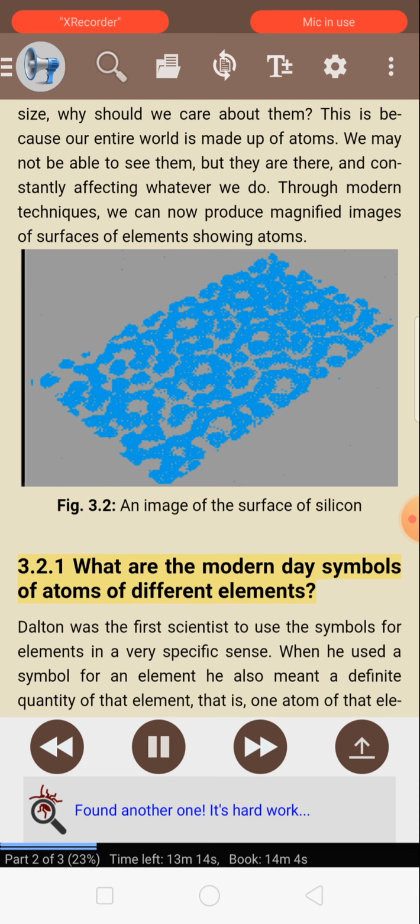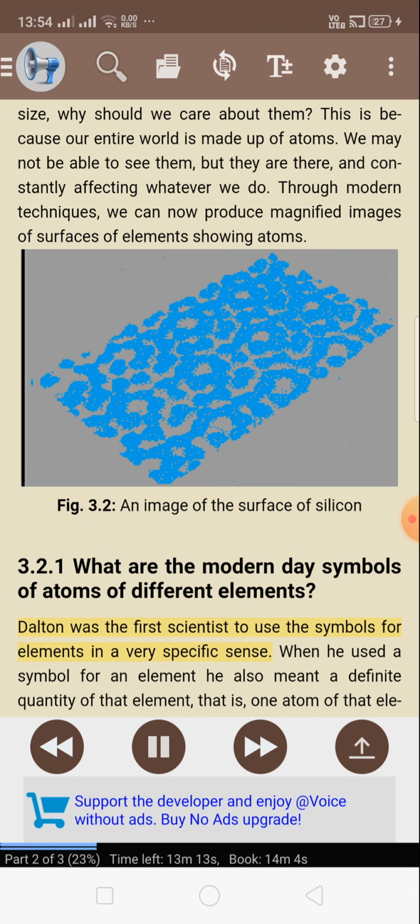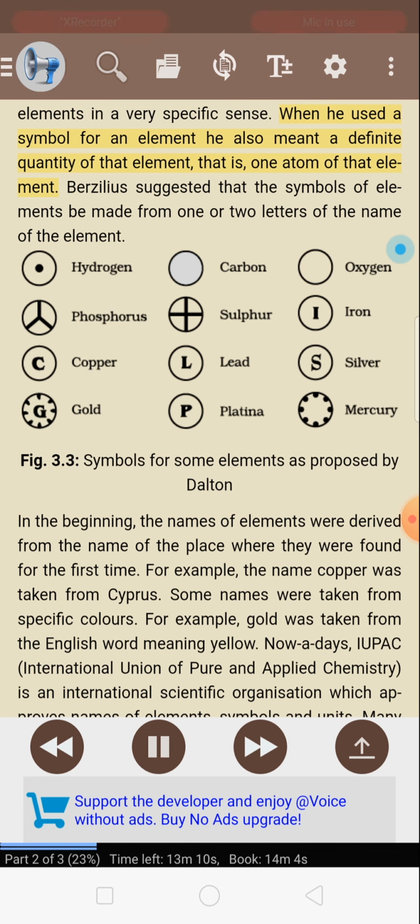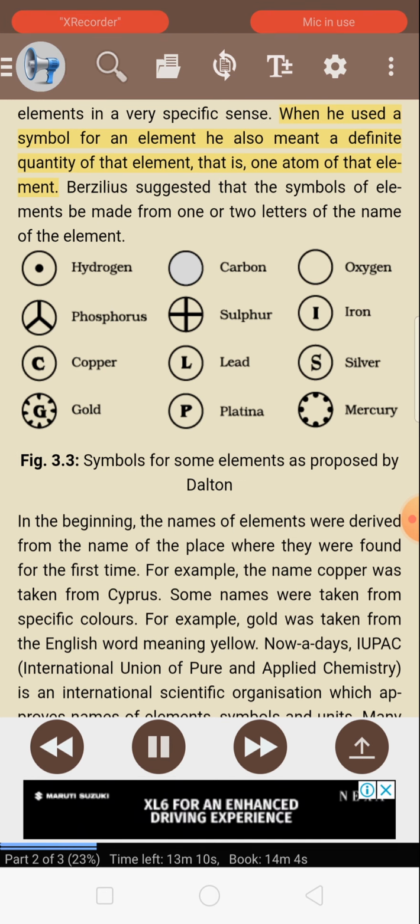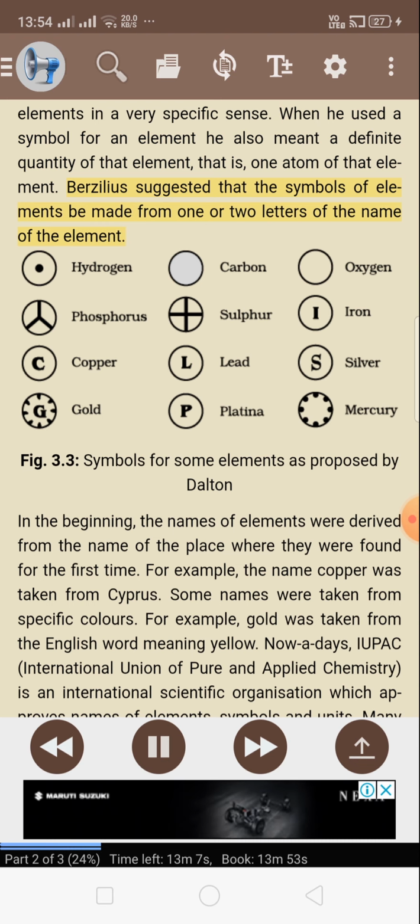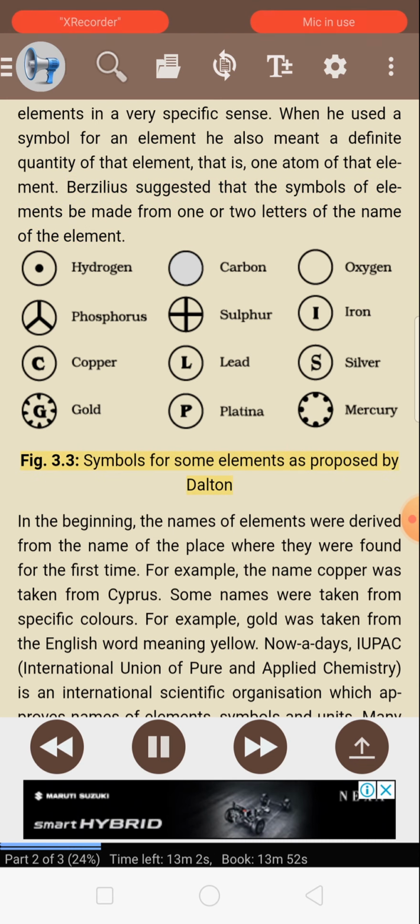3.2.1 What are the modern day symbols of atoms of different elements? Dalton was the first scientist to use the symbols for elements in a very specific sense. When he used a symbol for an element, he also meant a definite quantity of that element, that is, one atom of that element. Berzelius suggested that the symbols of elements be made from one or two letters of the name of the element. Figure 3.3, symbols for some elements as proposed by Dalton.